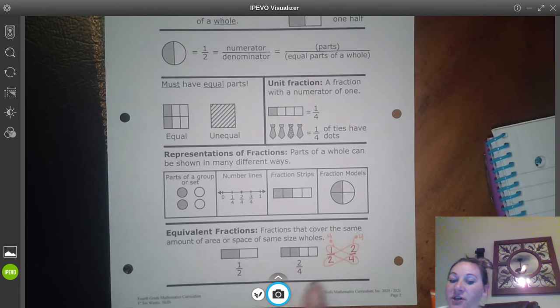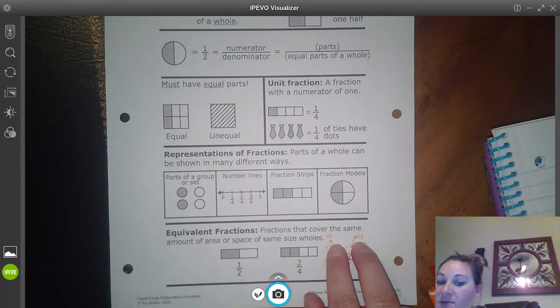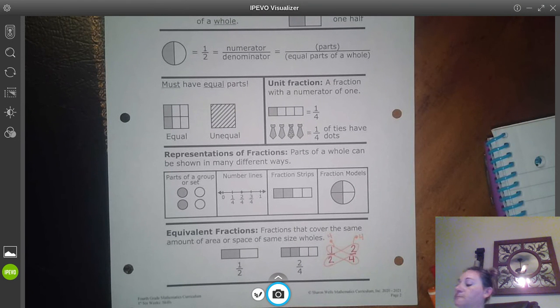A way that you learn to check it is with the butterfly method. You do cross multiplication. 1 times 4 is 4. 2 times 2 is 4. They equal the same number when doing cross multiplication, therefore are equivalent.